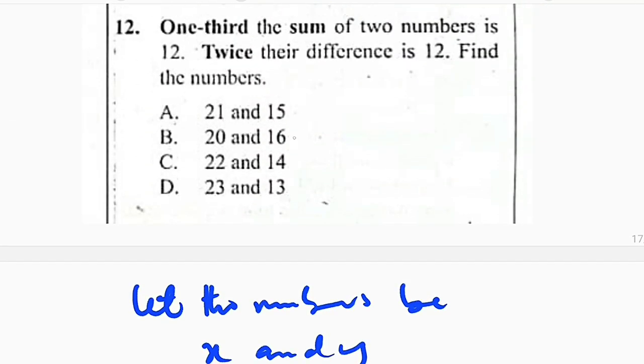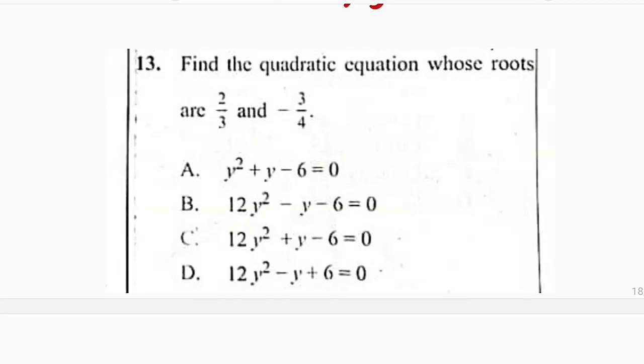20 and 16, which is option B. Then moving on to question number 13. All right, here is question number 13. We're asked to find the quadratic equation whose roots are given as 2 over 3 and negative 3 divided by 4. And you can see the quadratic equation is written in terms of Y.